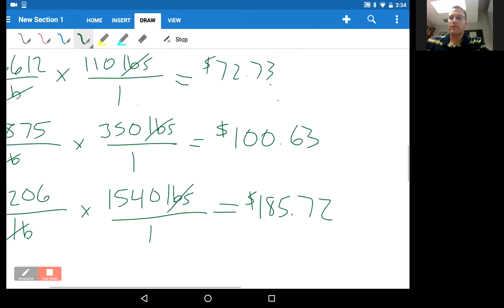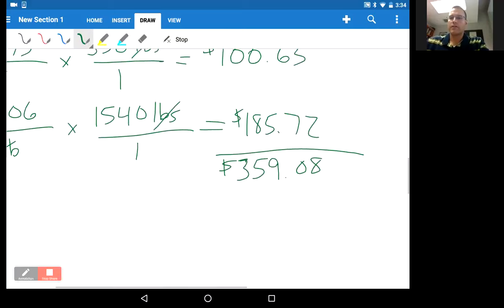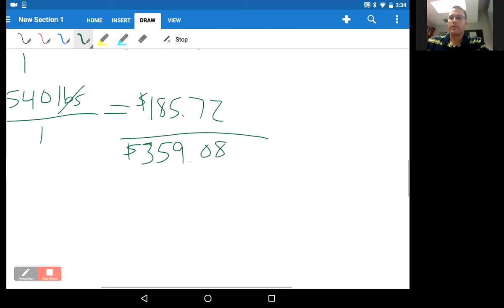Okay, so now if I add the three of those up, 72 plus 100 plus 185 and odd cents, we get $359.08. So that's per 1 ton feed, so that's for 2,000 pounds. But I'm wanting to know what's the cost per pound.